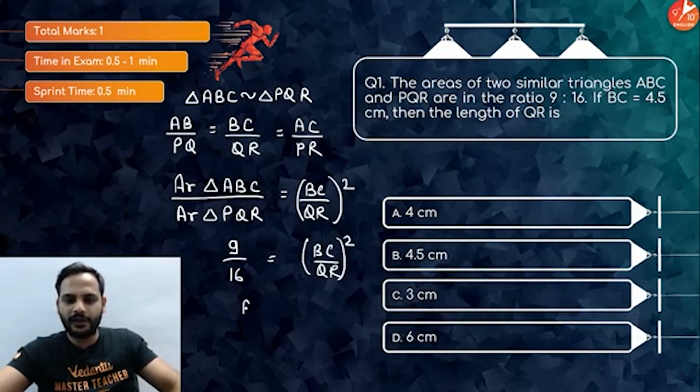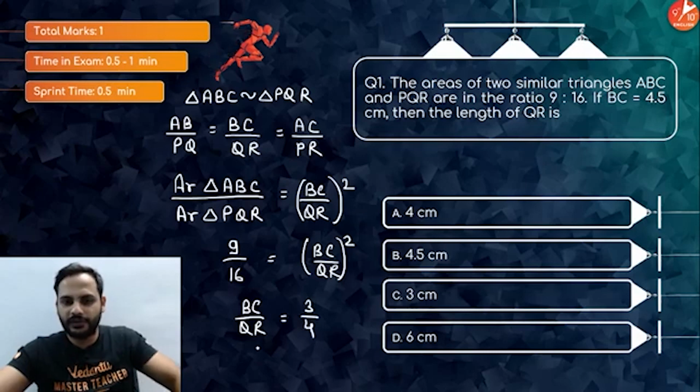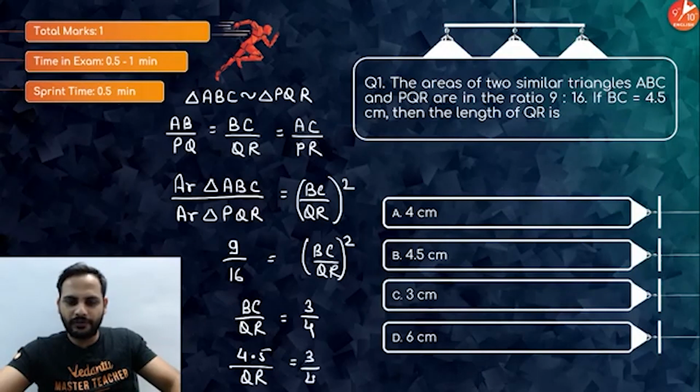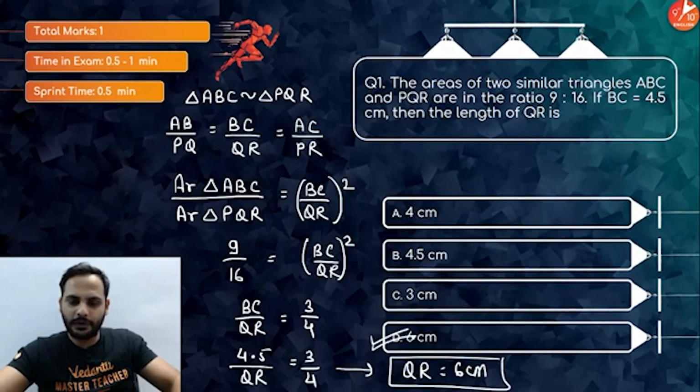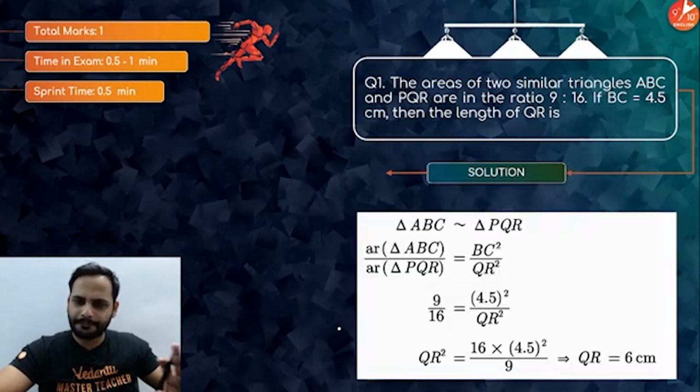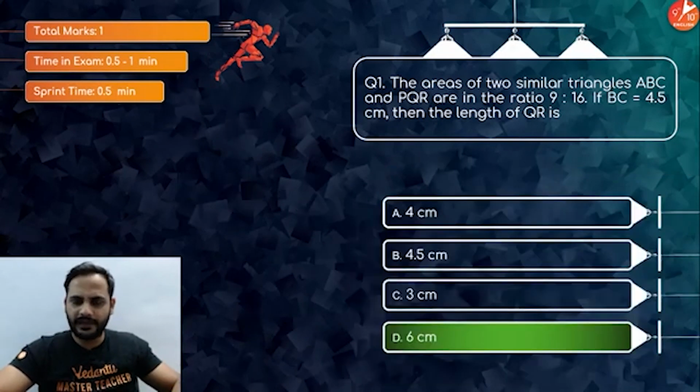So if we take the square root, we'll get BC by QR is equal to 3 by 4. 9 by 16, 3 by 4. Now BC is given as 4.5, so 4.5 upon QR is equal to 3 by 4. Cross multiply, you'll get QR as 6 centimeter. 4.5 into 4 will be 18, 18 divided by 3 is 6. Alright, option D will be your correct answer. Pretty easy one. Easy, right?